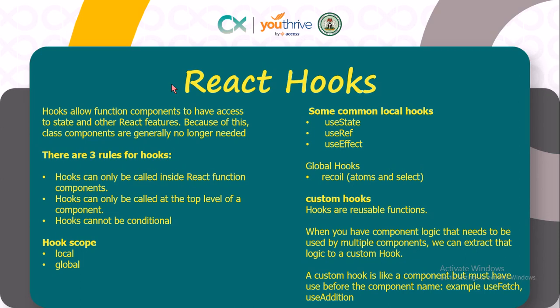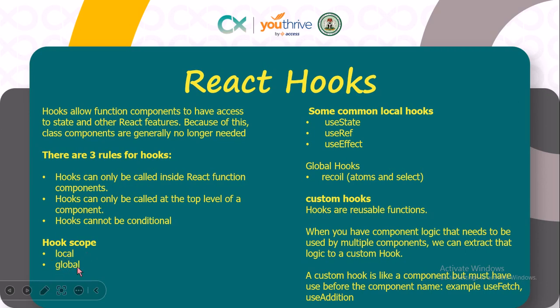When it comes to hook scope, there are two scopes. We have the local hook and we have the global hook. Now the local hook is unique to only a component, so if you must share a hook with another, they must do that using props, because hooks are actually variables. Since we can send a string, number, or object data type as props, we can also send a hook as a prop.